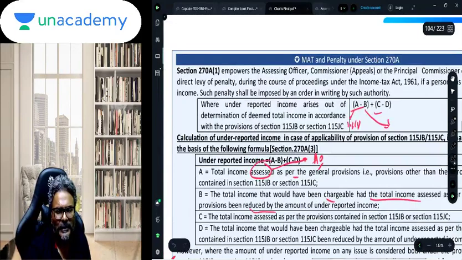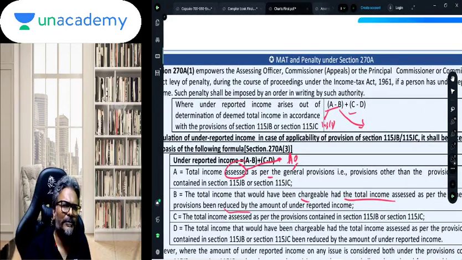Now students, the last part is the MAT and the penalty. Students, in the underreporting under 270A there is a special point. Let me explain this point to all of you. In the underreporting, you can easily see there is a possibility that there is underreporting in both cases. That is, in the total income there is underreporting, and while the book profit was computed, in that also there is underreporting which has been found. If that is the case, students, then the underreporting that will be considered would be A minus B plus C minus D.